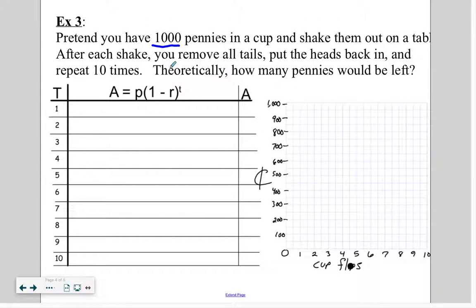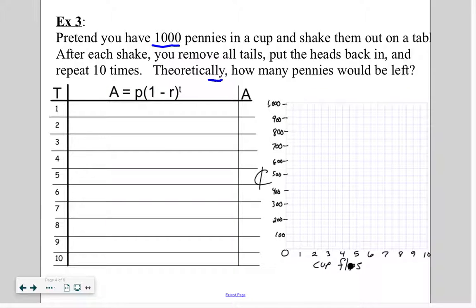So you shake them, some are heads, some are tails. You take the tails out and you buy some Tootsie Rolls with them. You put the heads back in the cup and you shake it. And you do the same idea. Every tail that you get on this next shake gets removed. So then what's going to happen to the number of pennies? The number of pennies is going to decrease. Likely every single shake, because likely you'll get some tails every time, right?